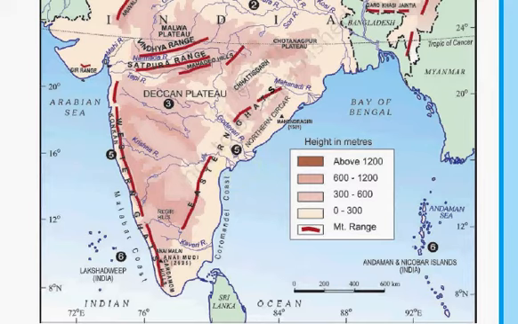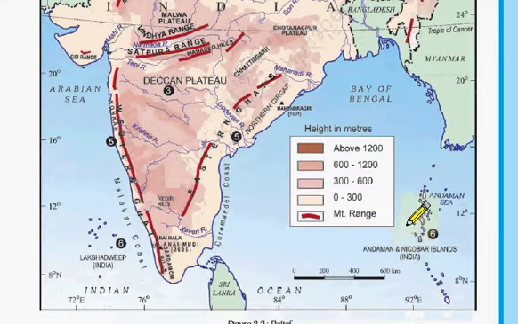Then the last part of physical features of India are these two island groups, Lakshadweep and Andaman Nicobar. Lakshadweep Islands are near the Malabar coast of Kerala. They are coral islands. So coral polyps create secretion of calcium, which in the end converts into coral reefs, which have three types: fringing reef, barrier reef, and atoll. So these are coral islands.